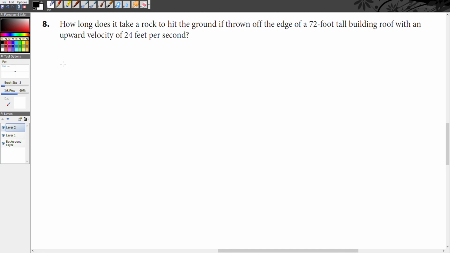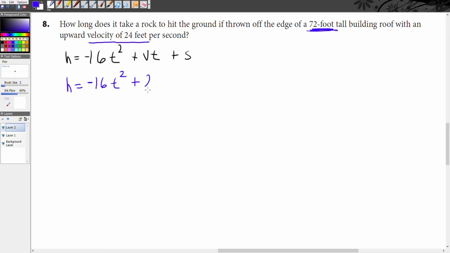So remember that we start off with h equals negative 16 t squared plus vt plus s. Now we need to figure out what v and s are, correct? Well, s is where are we when we first throw the rock? 72, okay? And v is 24. So now this looks like this: h equals negative 16 t squared plus 24t plus 72. That's our equation.